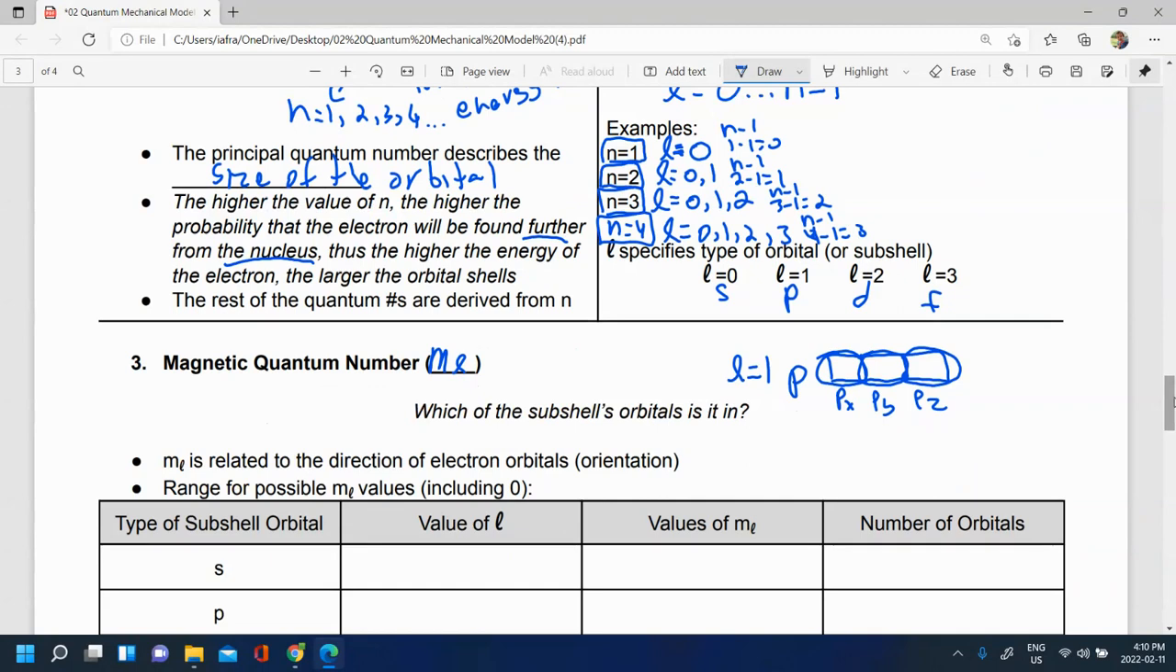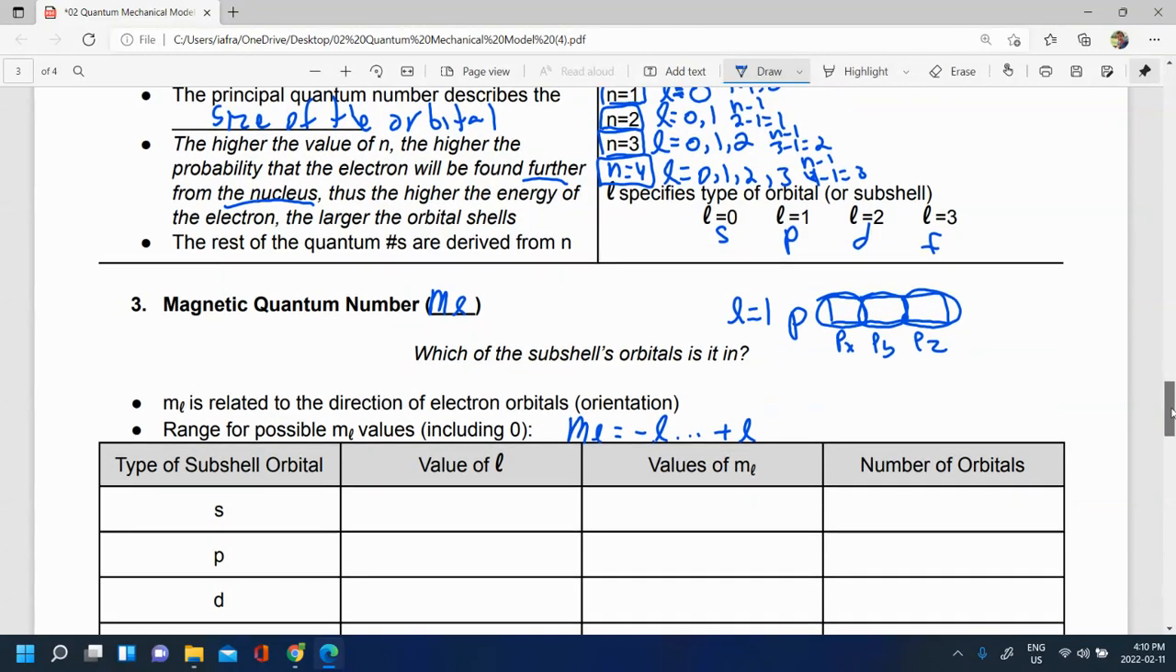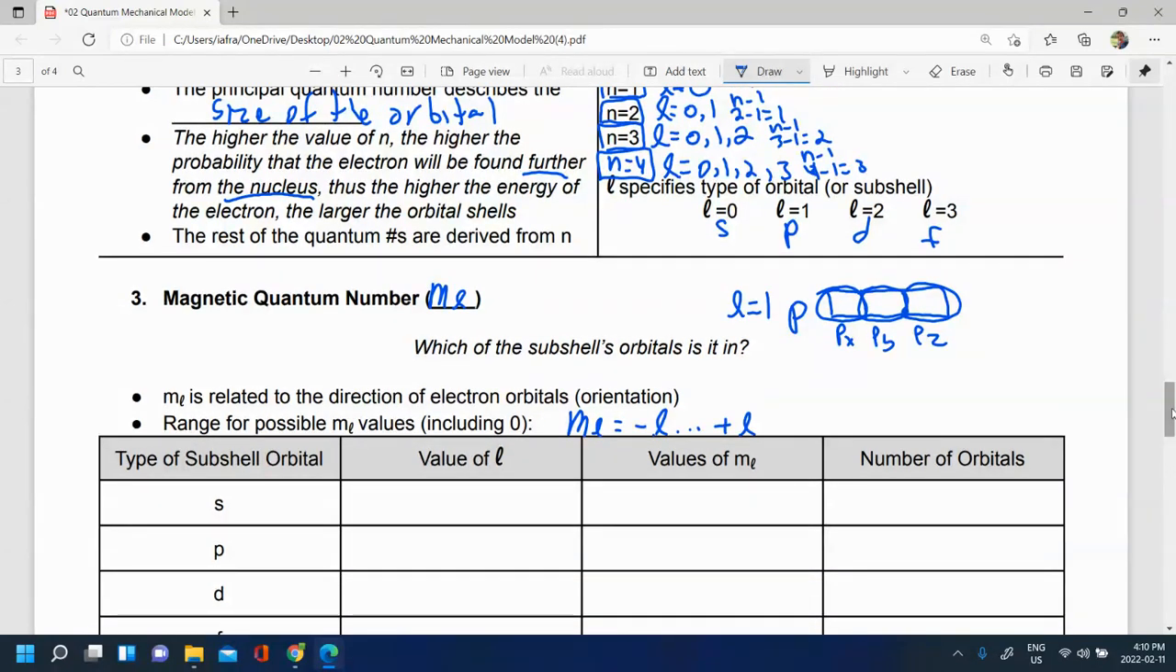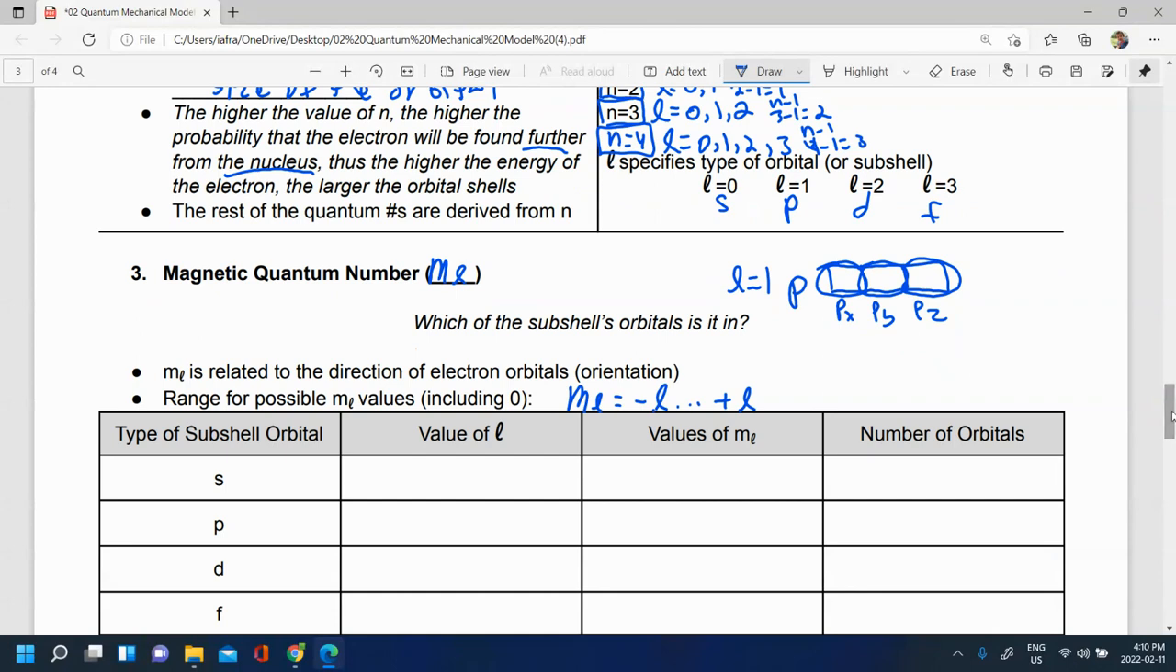So how do we figure this out? Well, the ML value is going to be a range that goes from negative L all the way to positive L, including 0. So let's do the example with P first, and then afterwards we'll do the other ones. So if we are in the subshell P, that means our L value is 1. That indicates that we're in P. The possible values of ML are going to be from negative L to positive L. So negative 1, 0, positive 1. And that's what these represent here. We have negative 1, 0, and positive 1. You do have to put those signs there.